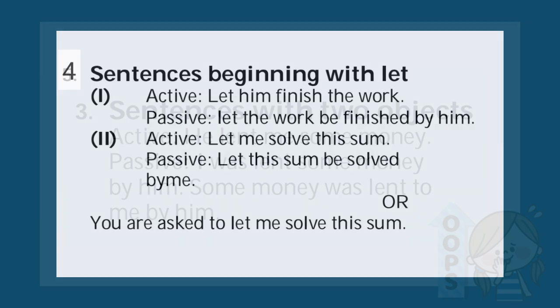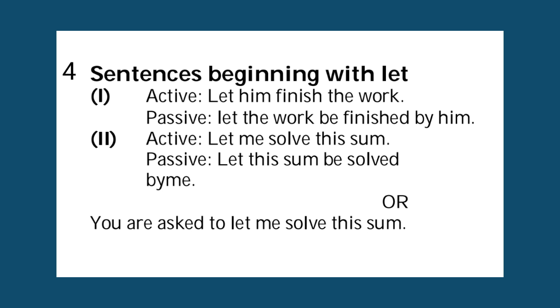Now we can look how to change sentences beginning with the word let into its passive form. Okay, with examples I'll explain. Look at this first one: let him finish the work. In passive, we can write that same sentence as let the work be finished by him. So in usage of let, we should use be plus V3 form, be plus past participle form. Let the work be finished by him.